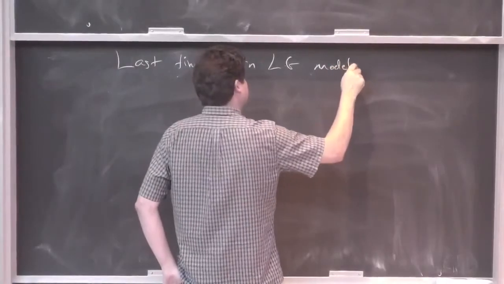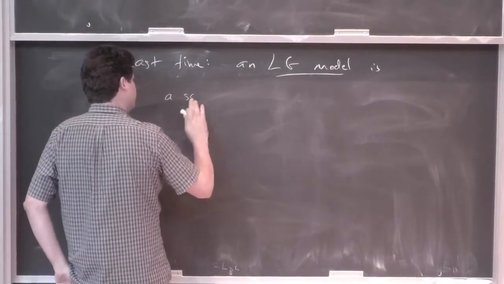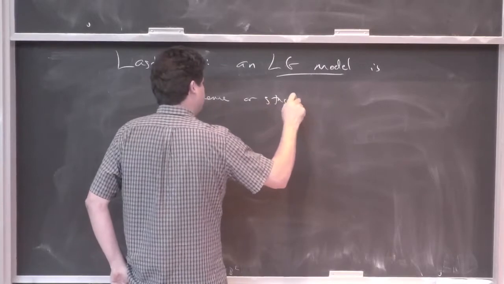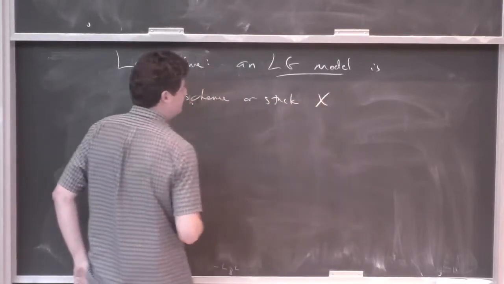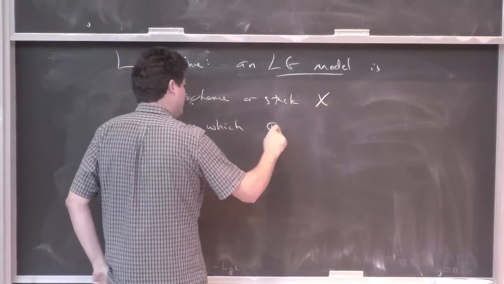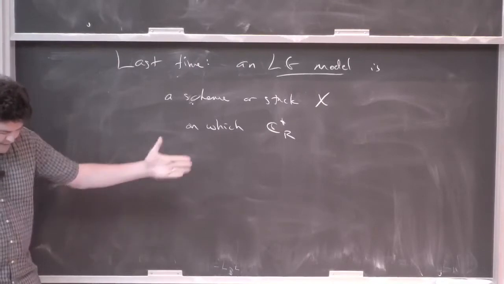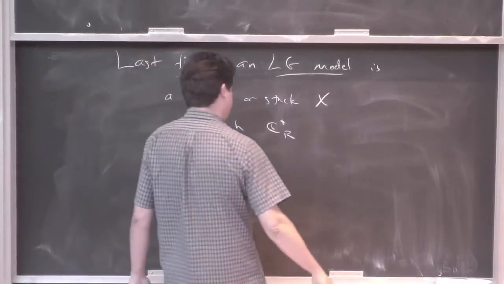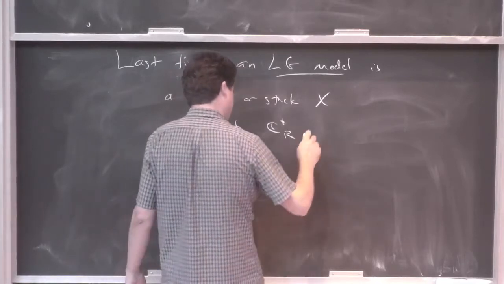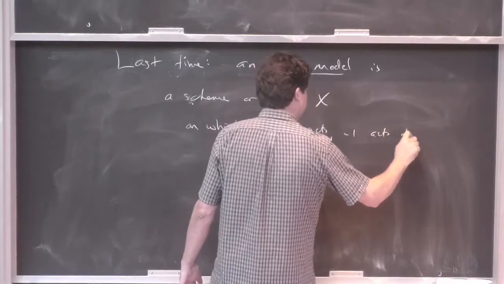Landau-Ginzburg model is a scheme, or stack X, just to remind you, on which we have this R charge, so that we got a Z graded category rather than a Z2 graded category, on which C star acts and minus one acts trivially.